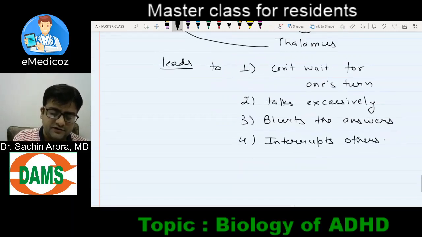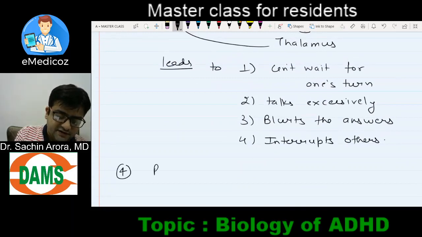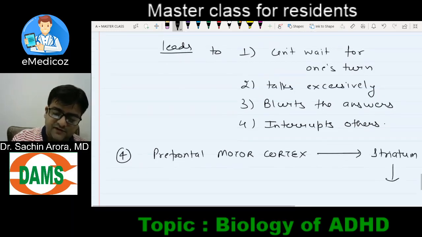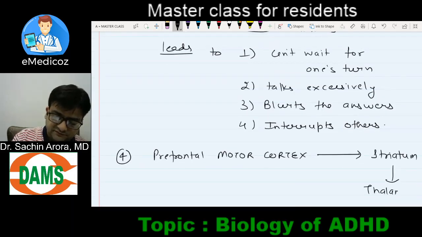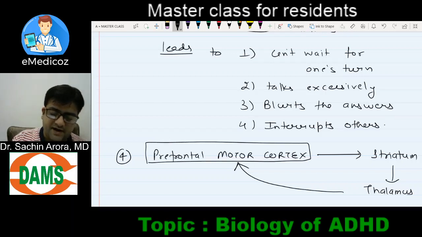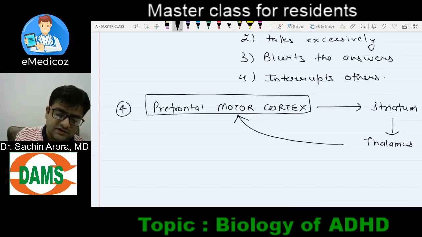The fourth of this is prefrontal motor cortex. Again, from there to striatum, from there to thalamus, and from there back to prefrontal motor cortex.